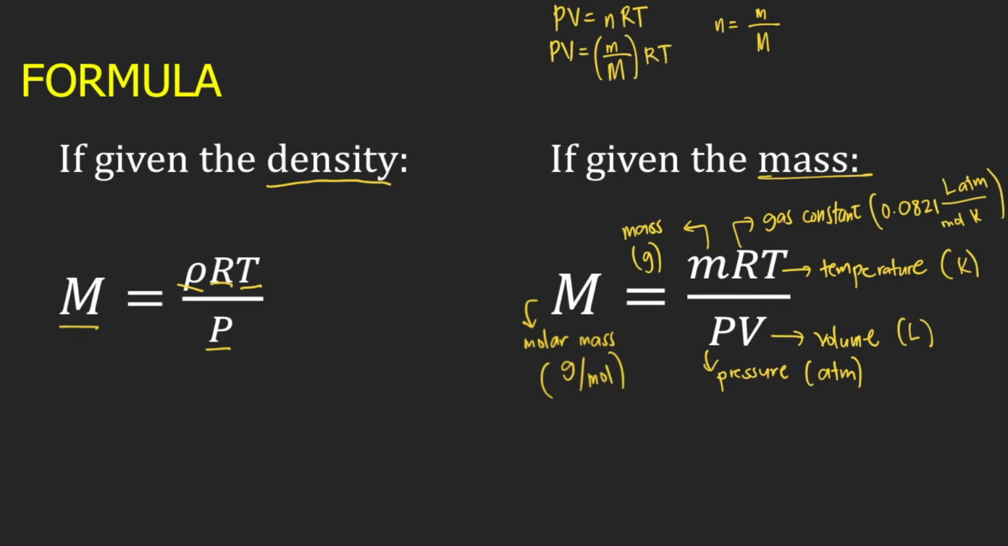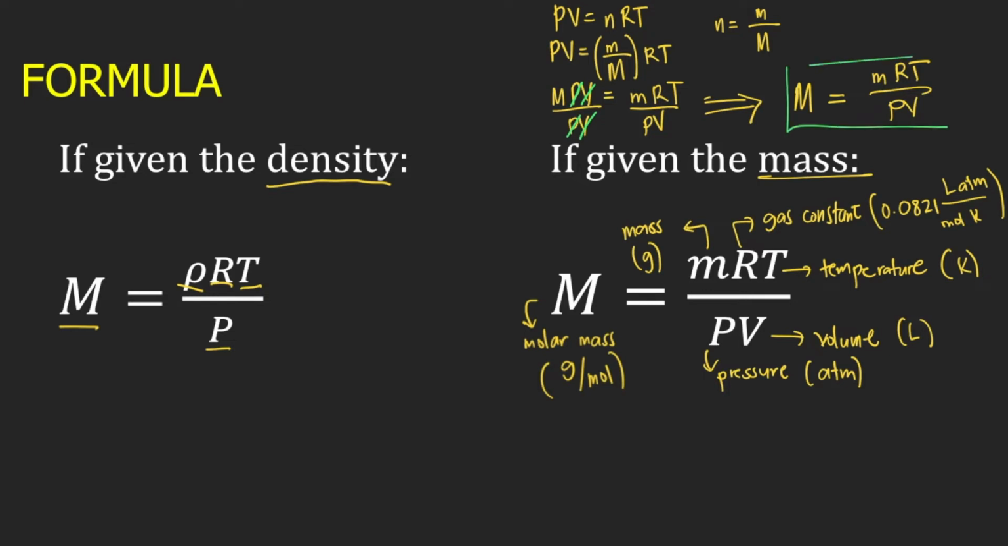Now, if we cross multiply, this becomes capital M PV equals small m RT. If you divide both sides by PV, PV will cancel on the left side, and therefore, your equation becomes capital M is equal to mRT over PV, which is the equation we have below. So this is how the equation was derived from the ideal gas law.